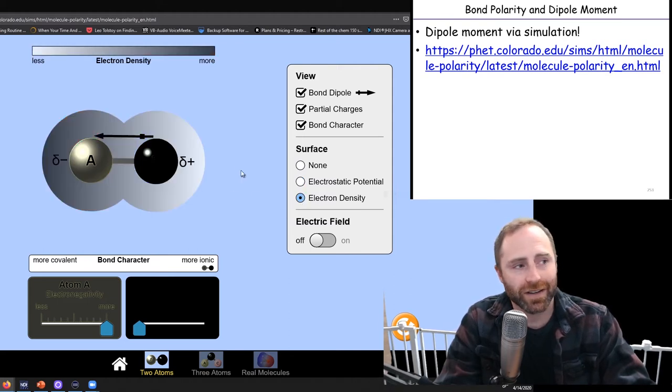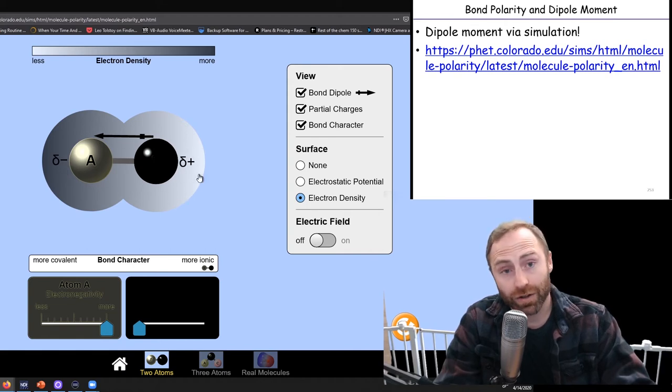Same thing for electron density. So here with electron density, the grayer it is, it means the electron is spending more time in this region of space than it is around the lighter gray areas. And just like with the electrostatic potential, our electron density map lines up exactly along with what we've written out in terms of our bond dipole and writing out our partial charges.